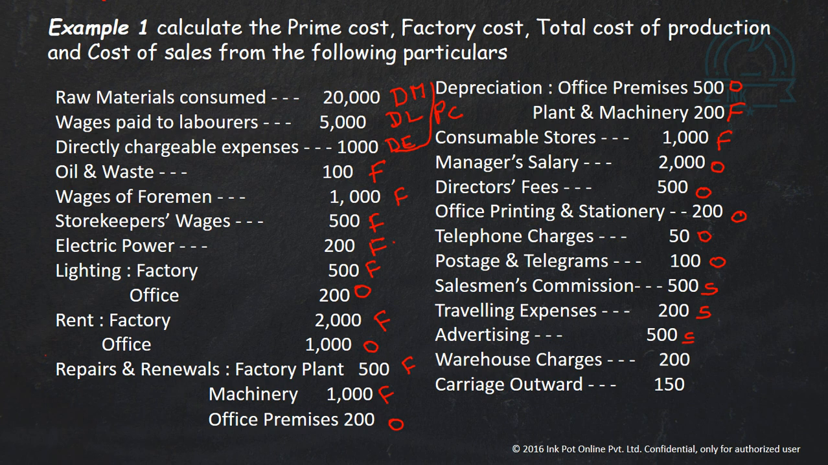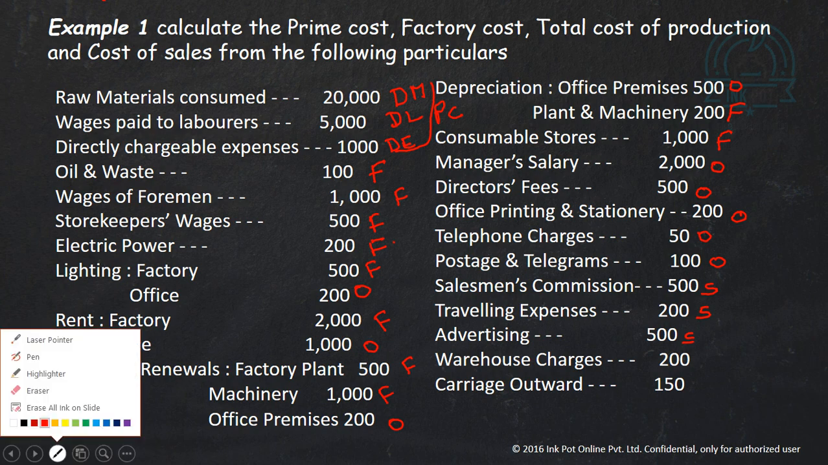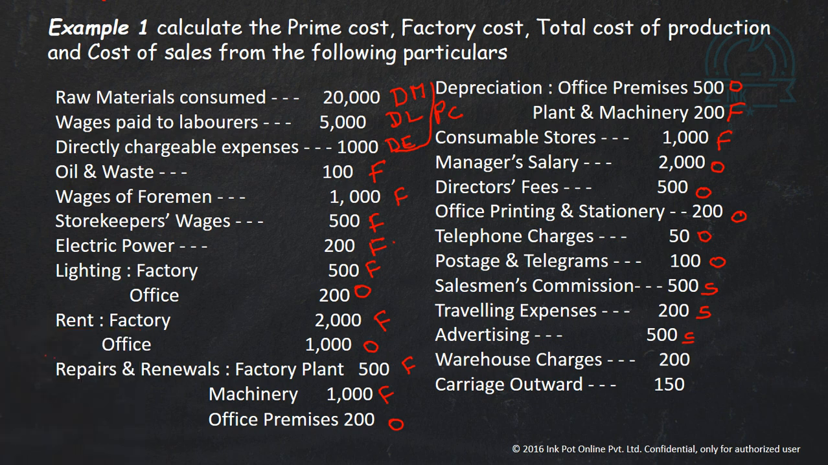Warehouse charges. The word warehouse is used to store the finished goods. Once the goods are produced, it is meant for sale now. So in the warehouse, we keep the goods for sale, so it is again a selling and distribution overhead, right?